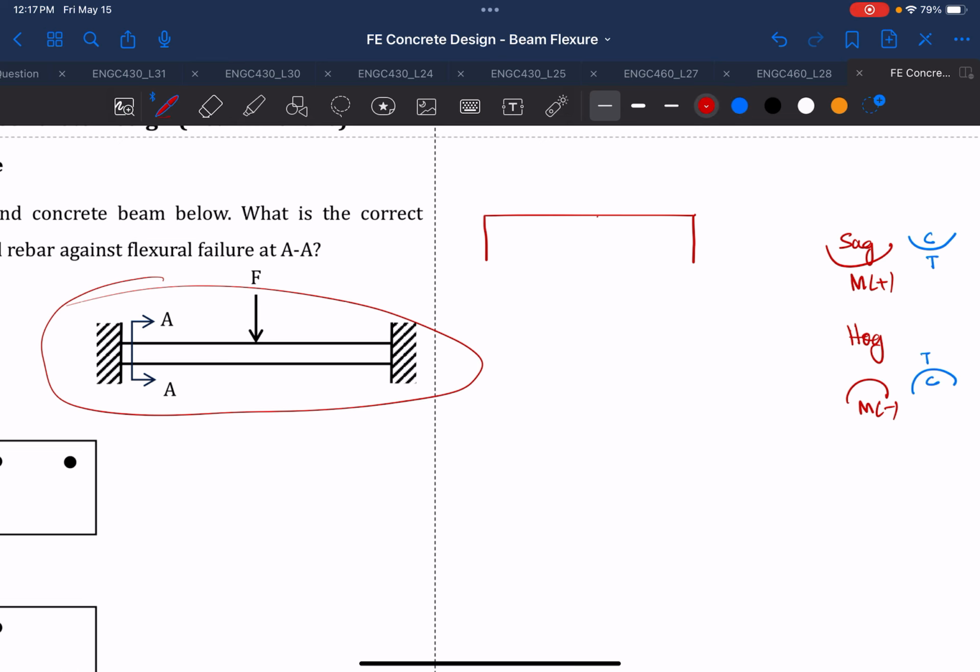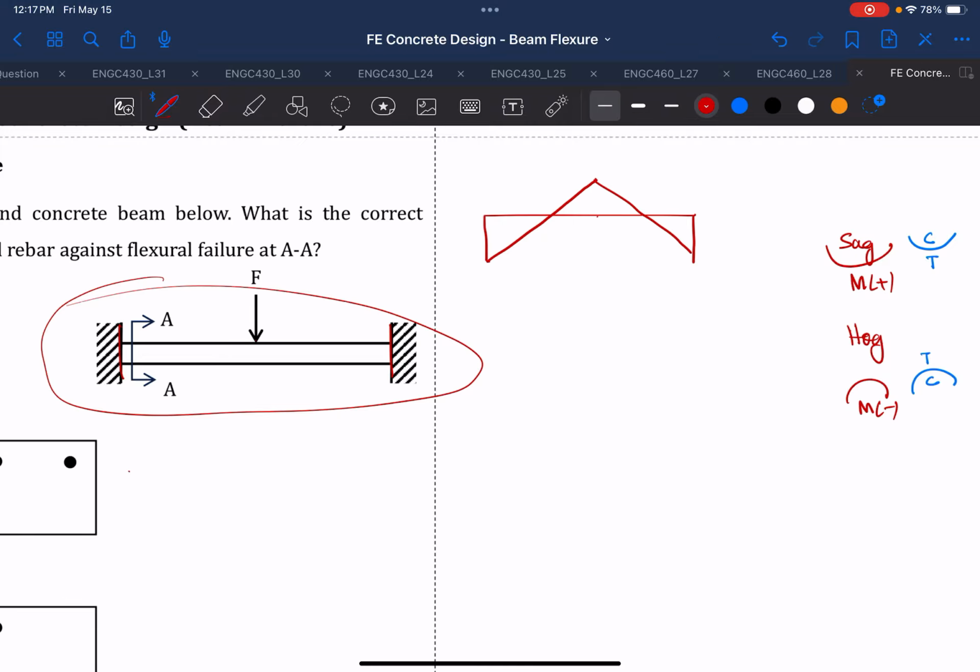So if you remember from your structural analysis how to draw the bending moment for the fixed beam, the moment will be negative, and then where the load is applied, it will be positive. Okay, so this will be positive.